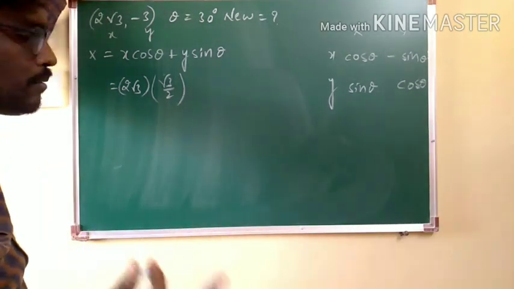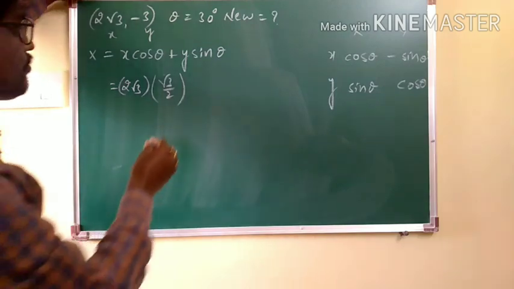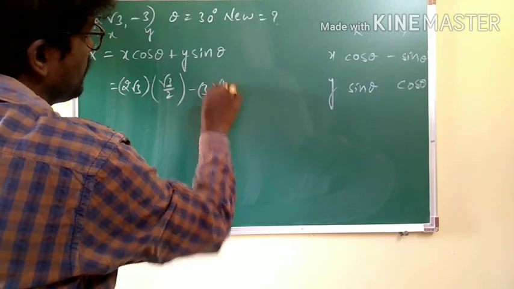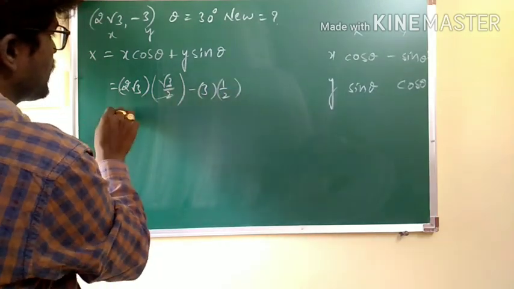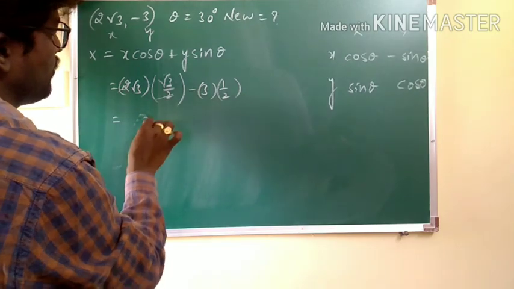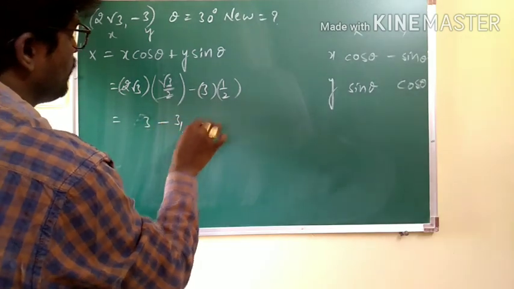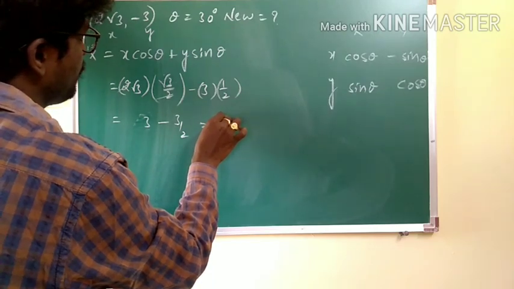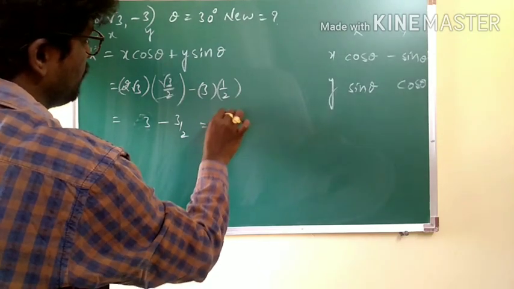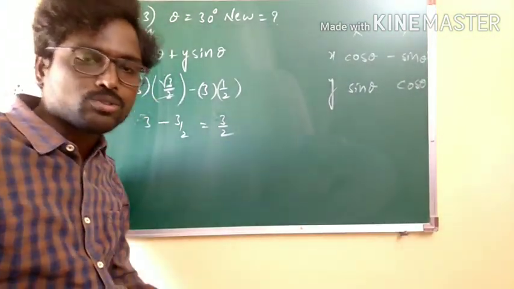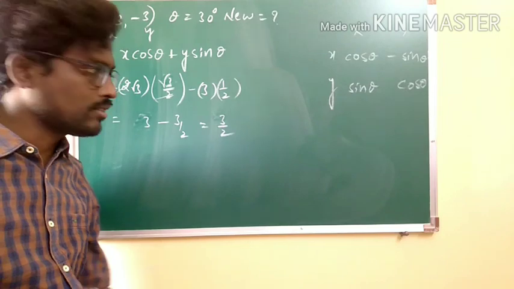So cos 30 also will be root 3 by 2. Generally you people are remembering like that, that's why I am telling you. Minus 3 into sin 30, that is 1 by 2. The 2 gets cancelled, root 3 into root 3 is 3, minus 3 by 2. So 6 minus 3 by 2, that is 3 by 2. So the x coordinate in the new system is 3 by 2.